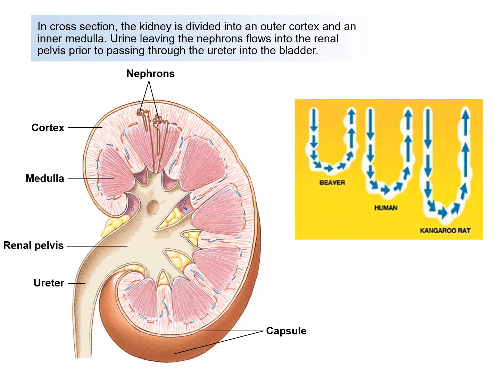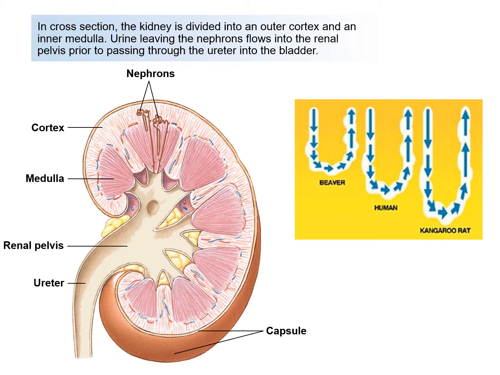And so if we look at the loops of Henle in something like, for instance, a beaver here and a human and a kangaroo rat, the length of the loop of Henle that you see right here, or there's a shorter one right here in the cortical one, the average length depends on how available water is to that animal. So a beaver is a freshwater rodent, lives a significant amount of its time swimming in fresh water, doesn't usually need to conserve water all that much. So their loops of Henle on average are much shorter than even humans.